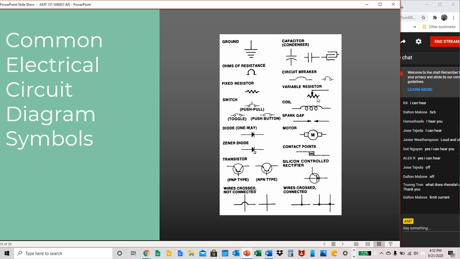Another variable resistor symbol. So this was actually our rheostat symbol, which rheostat is a variable resistor, so it's just giving you another example of, that's just a general term, variable resistor. Coil, if we have a coil in our schematic. Spark gap, that's not something that you'll see, at least not in this class, okay? Motor, you will see the schematic symbol for motor. Contact points, you will see that.